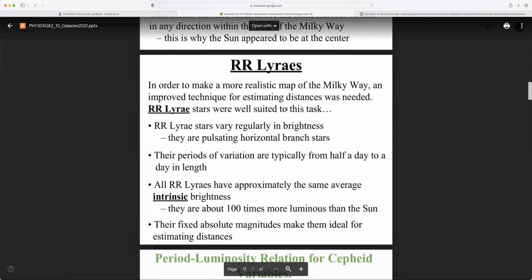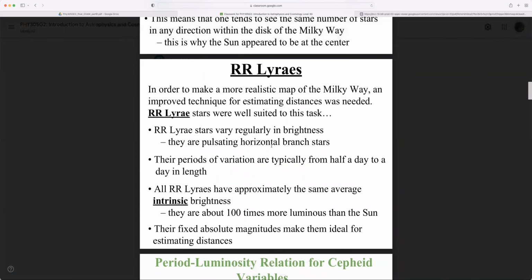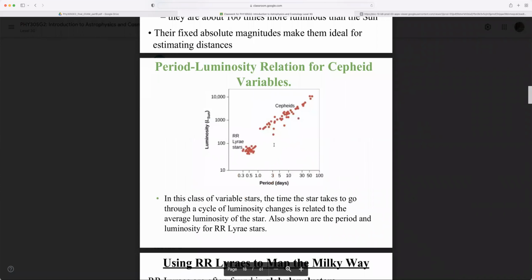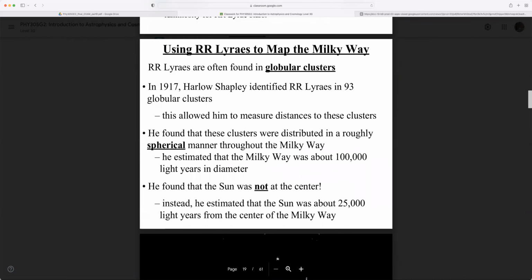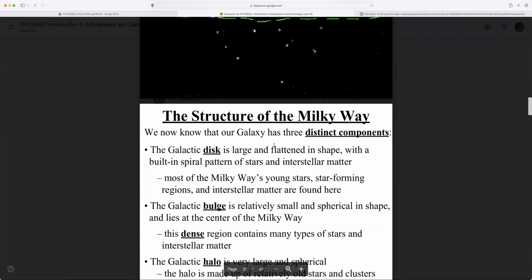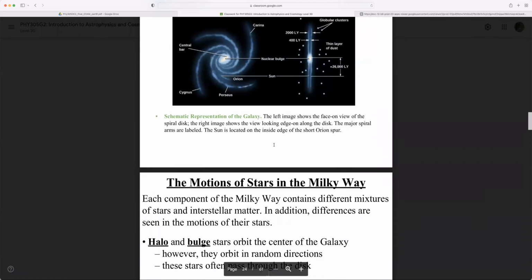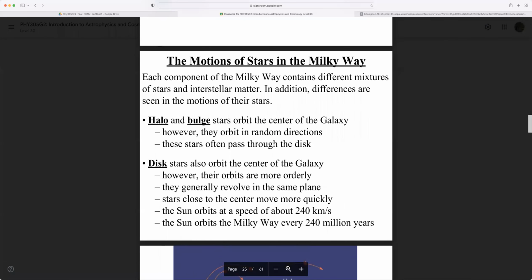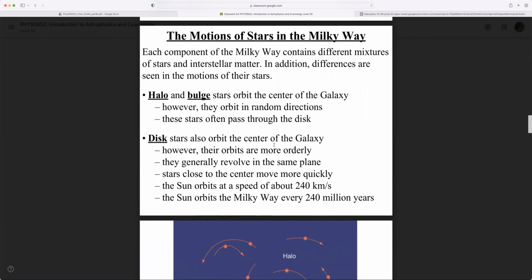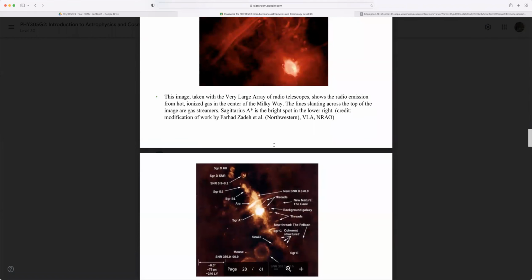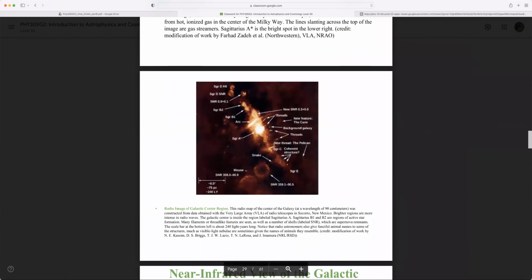So now, the second one is RR Lyra. You should have the idea of how we use the RR Lyra stars to measure the distances to the stars inside the Milky Way, right? That is the second story that we discussed. And then we started talking about the structure of the Milky Way, and the motions of the stars. So in summary, you have to get the idea of how the Milky Way is structured. Not that you have to remember each and every slide, but you need to get these basic ideas.